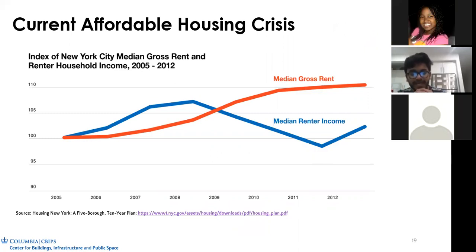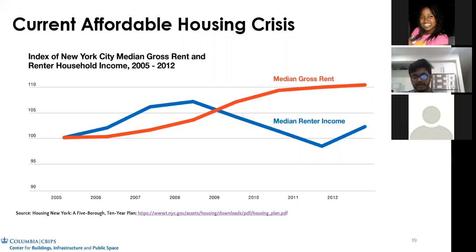One of the biggest reasons why there's an increase in the affordable housing demand is that the median gross rent has been increasing from 2005 to 2012, but the median renter income is not increasing. It is almost stagnant. There's an increase of 11% in the gross rent, but the income has almost been the same. With the rent increasing and the income remaining the same, the affordability of the household will decrease. So that's the reason why there's an increasing demand in the affordable housing market.